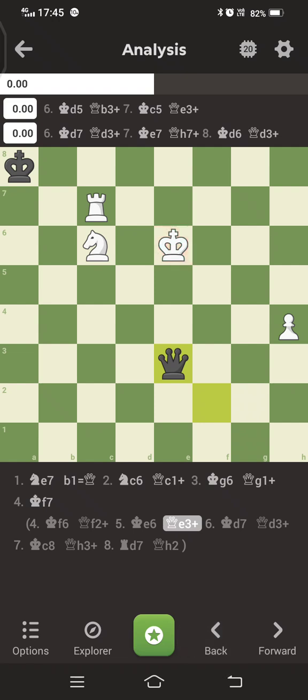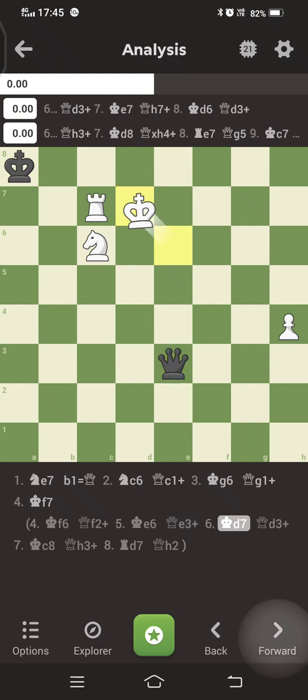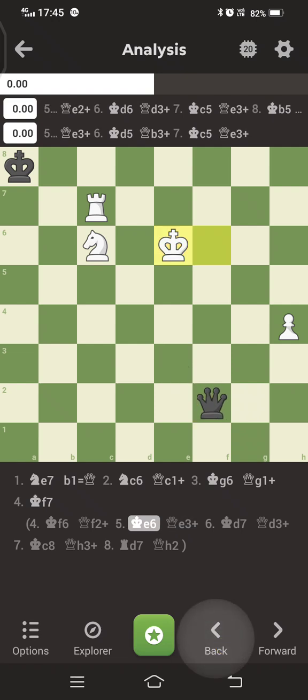So you are here, and queen gives a check, and king moves to h square. Again, this forces the queen to give this check, and black loses. So let's go back further and see.